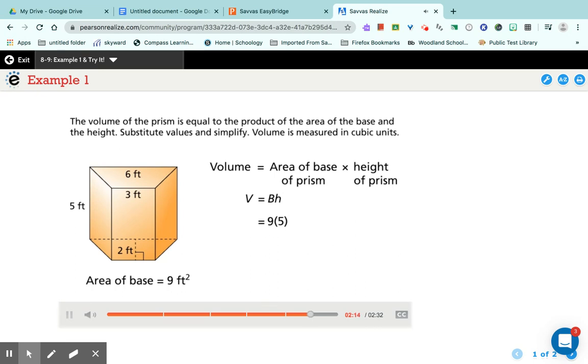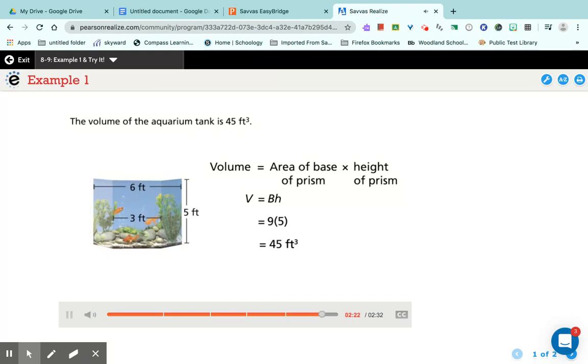The volume is 45 cubic feet. Note that volume is measured in cubic units. The volume of the aquarium tank is 45 cubic feet. Now you know how to find the volume of a prism.